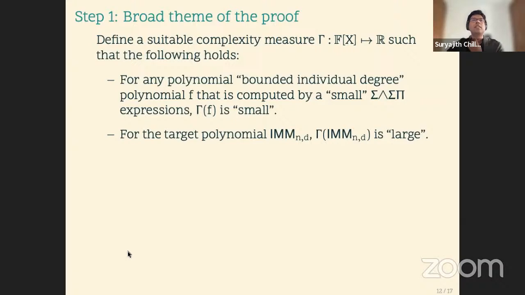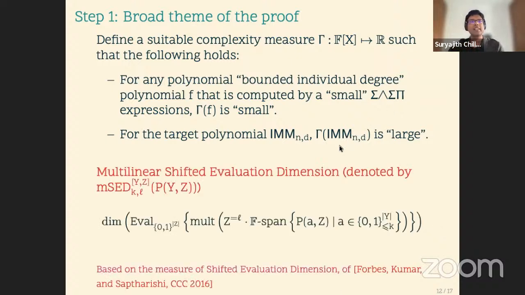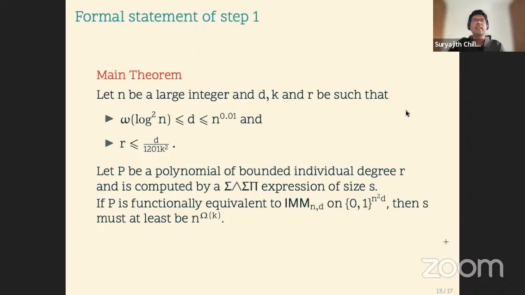Basically, the proof of step 1 goes via defining a complexity measure such that this measure differentiates bounded individual degree polynomials that are computed by small sigma pi circuits and the polynomial of interest. There is this monstrous expression that I've put out here. This is the measure that is defined for this. This measure differentiates between both of these kinds of polynomials. And this is the main theorem.